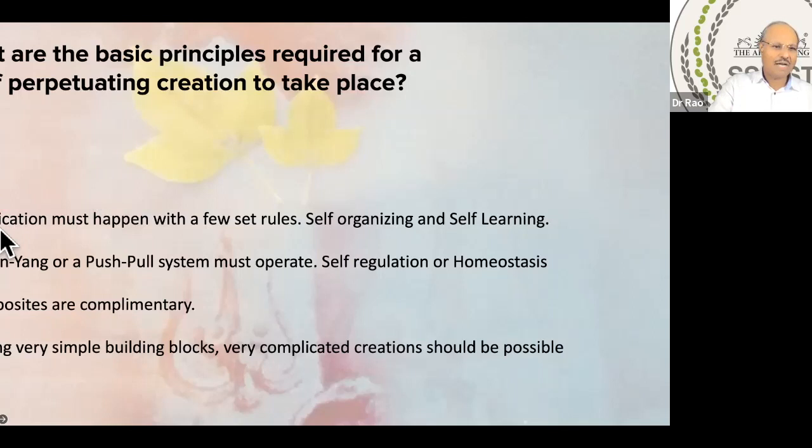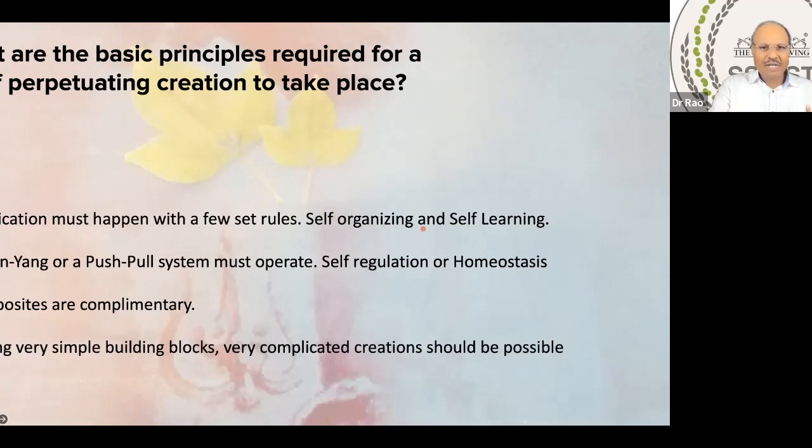So first of all, replication must happen with very few set rules. You will see replication should happen. It should be self-organizing and self-learning. Today with artificial intelligence, we know how self-learning happens. If you have any questions, put them in your chat. Let me finish my entire presentation, and after that we can come back to any questions you may have. But right now, just listen and imbibe what I'm trying to say. So it has to become self-organizing. It has to become self-learning.